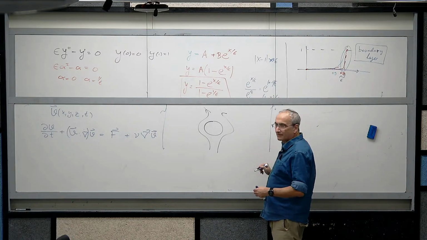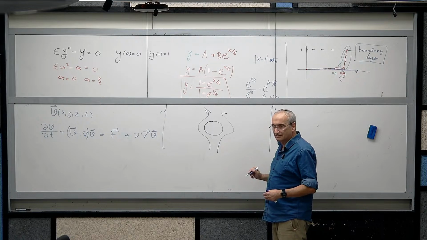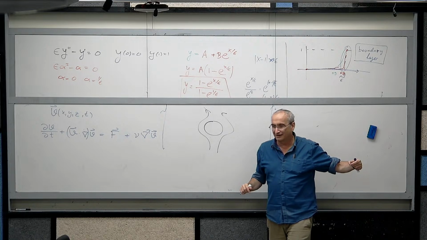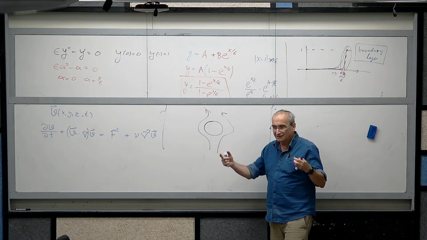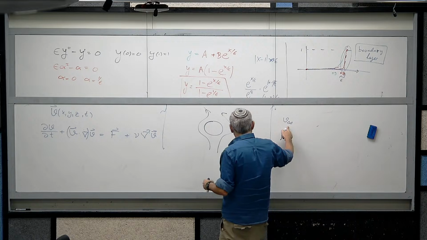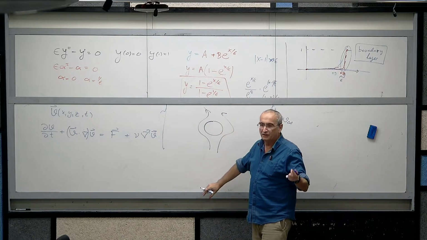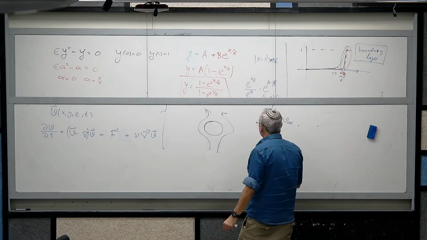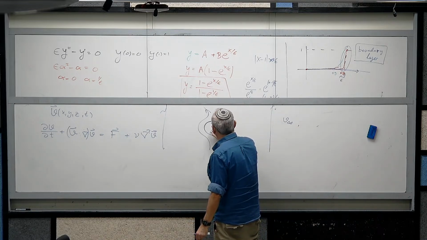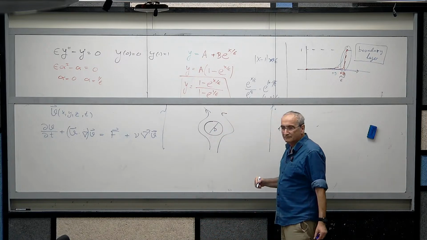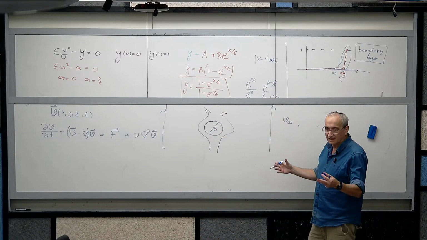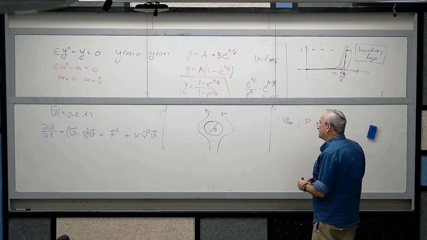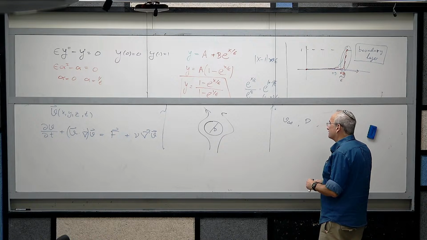So there is some asymptotic velocity. The cylinder is fixed. Otherwise, you can take the cylinder and push it through the fluid, but it's the same thing, in which case V infinity will be the velocity of the cylinder. This is one quantity in the problem. Another quantity is the diameter of the cylinder, some length scale.